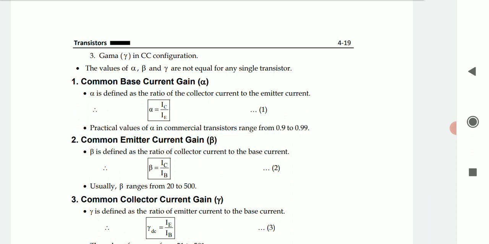Practical values range of alpha is from 0.9 to 0.99. It approaches the value 1.